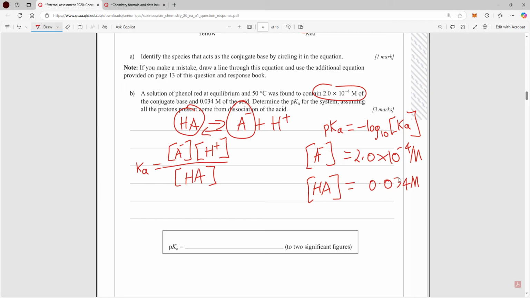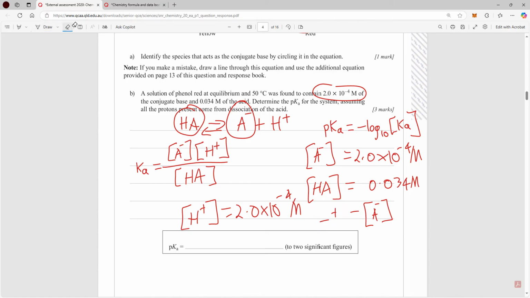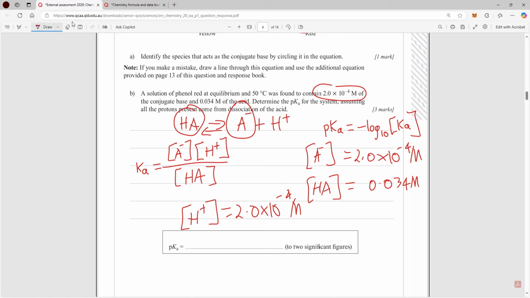So because of that, we also know that the hydrogen ions must be equal to how much of this we have. So by definition, we've got pretty much 2 lots of that. So the amount of hydrogen ions is going to be 2 times 10 to the negative 4 molar. And that's how you do it. So now we've actually got all these values at equilibrium. Because they've said they're at equilibrium, we can just chuck them into this equation here and calculate it.